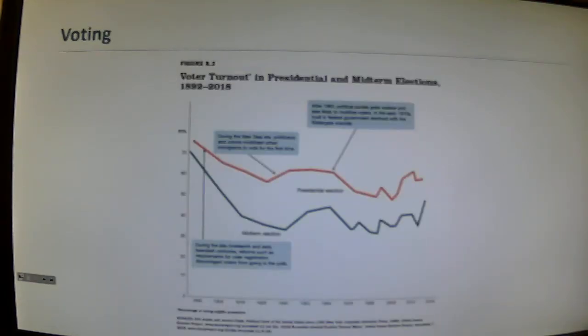This shows you voter turnout over time. The red line here is presidential elections. The green line here is midterms, meaning even numbered years in which the president is not being elected, i.e. 2018. But hopefully you realize it's significantly lower over here on this line.